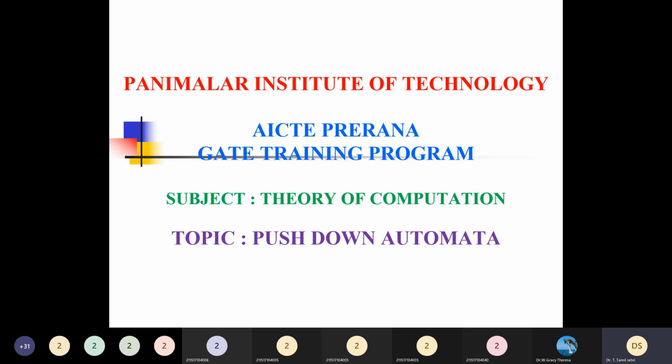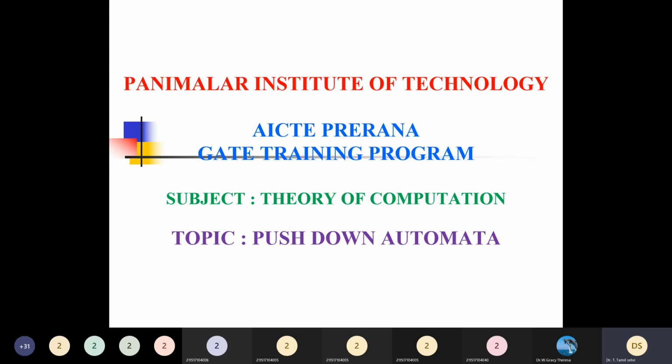In the previous session, we discussed finite automata, regular languages, regular expressions, etc. Today's class, we are going to discuss pushdown automata. This is the next level of model in theory of computation. The basic model is finite automata. In that, we have two different types, non-deterministic finite automata and deterministic finite automata.